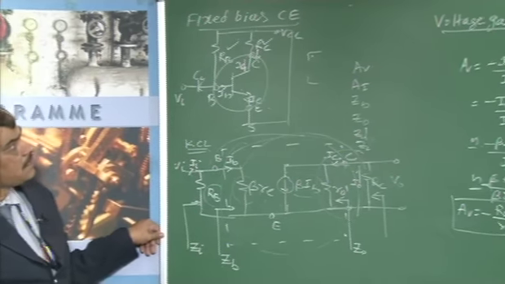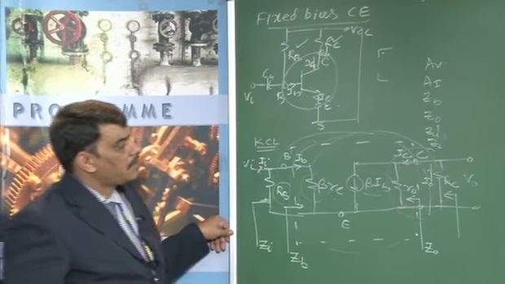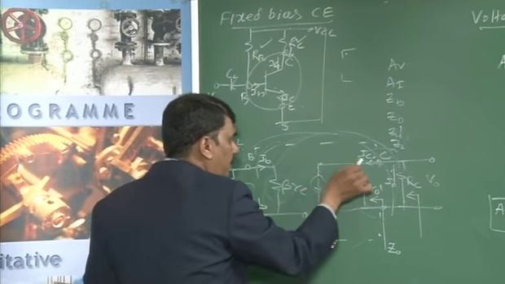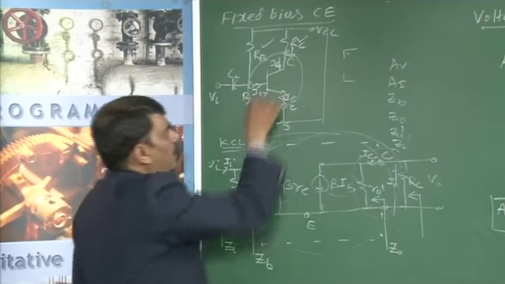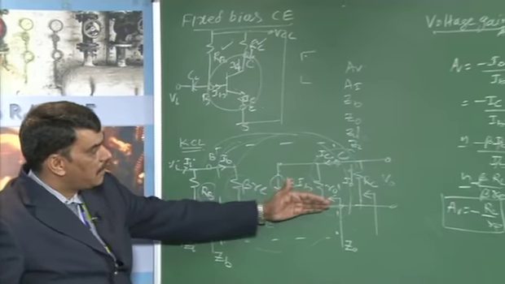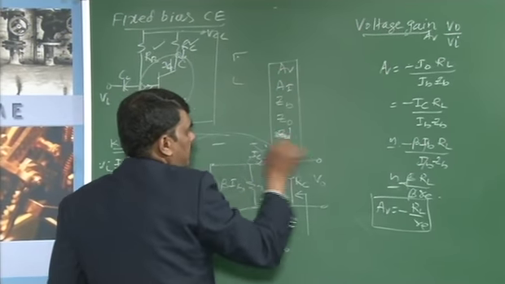To analyze this common emitter configuration with the re model, there is no need to remember the equations. You need to remember the circuit diagram and the equivalent circuit of a transistor. Later you have to transfer into the equivalent model and then analyze, and you are going to get these values easily.